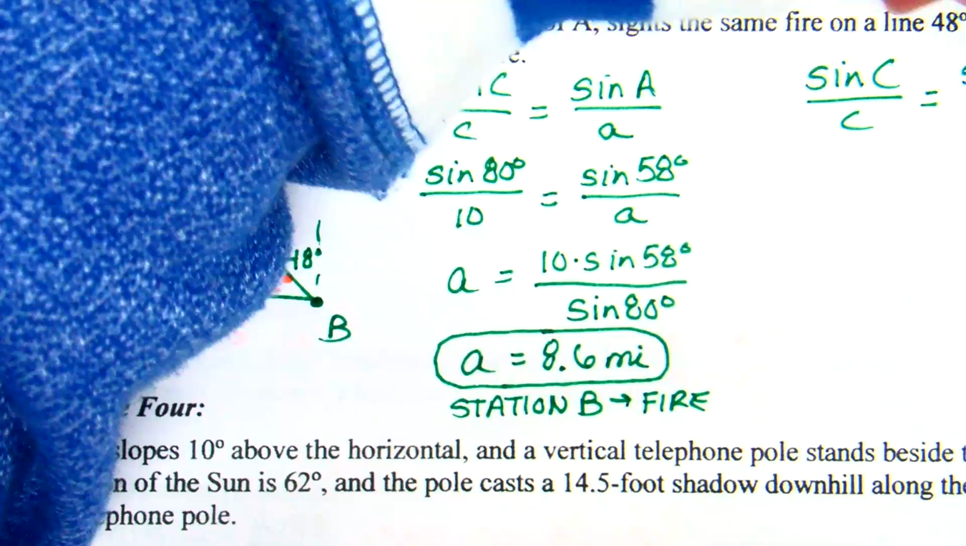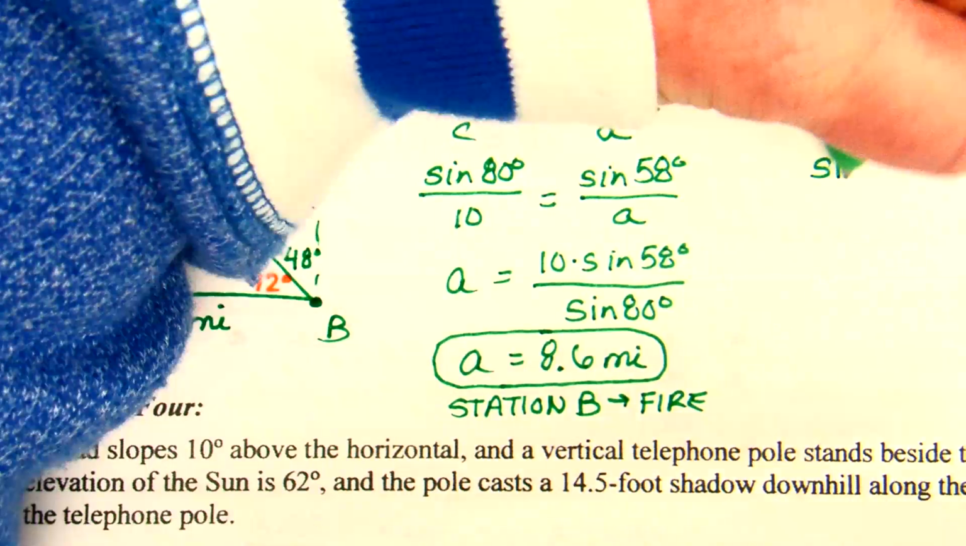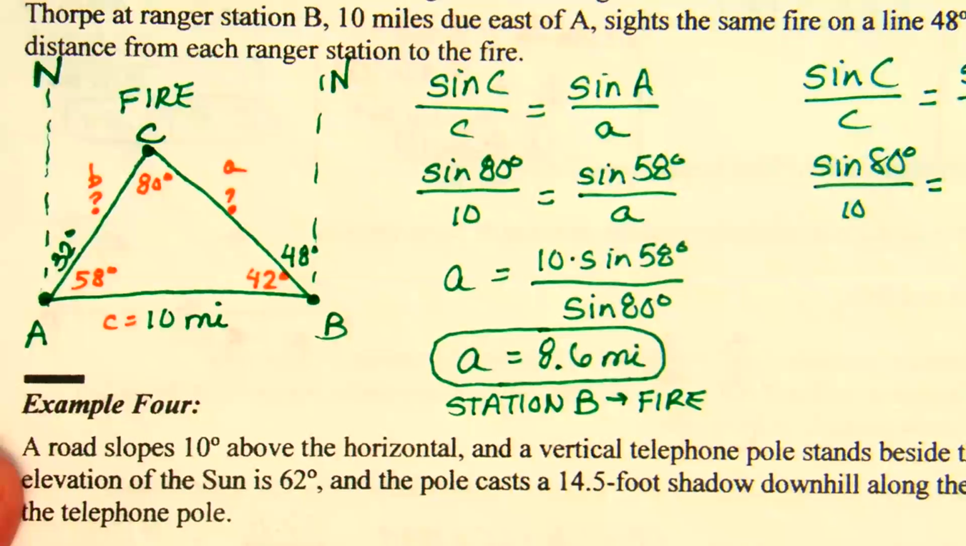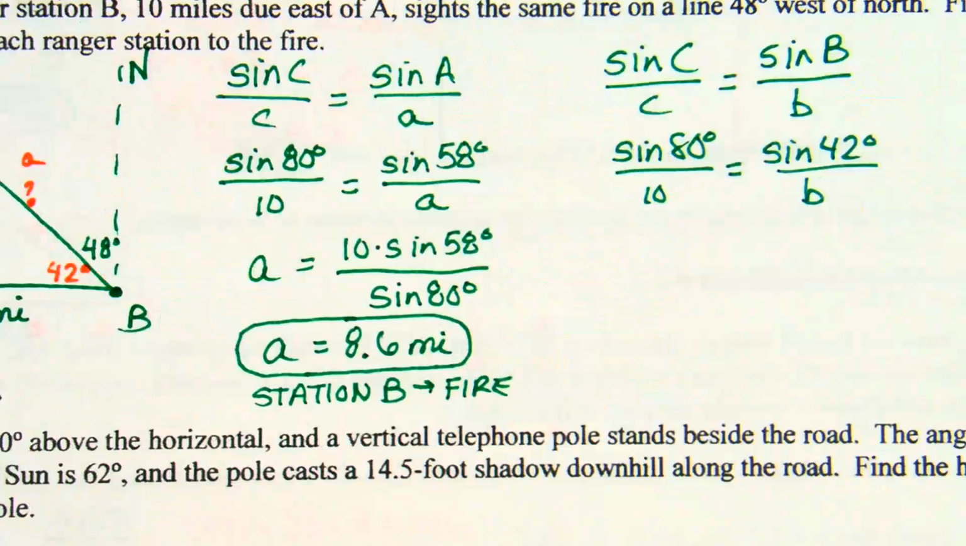Sine of C over C. Again, I like to use given values, not rounded values. And this time we're doing sine of B over B. So again, it's sine of 80 degrees over 10. Sine of 80 degrees over 10.